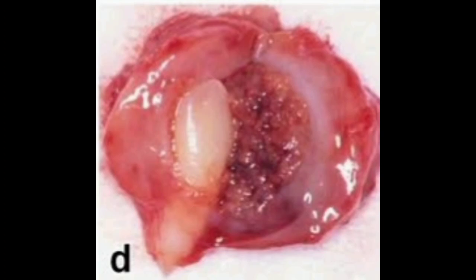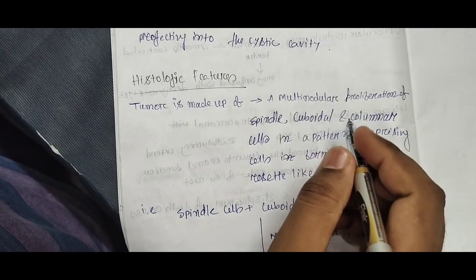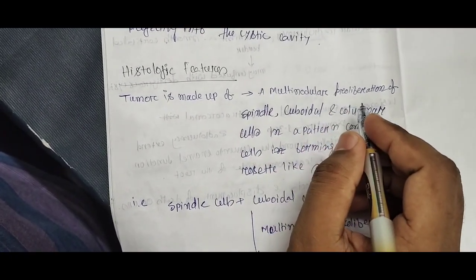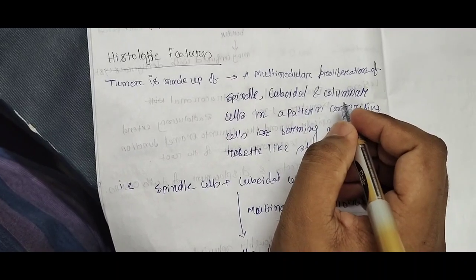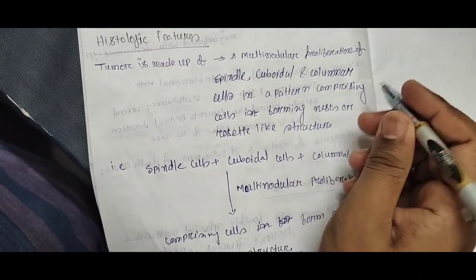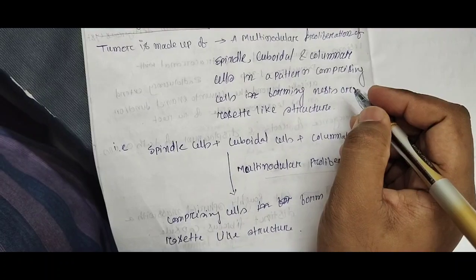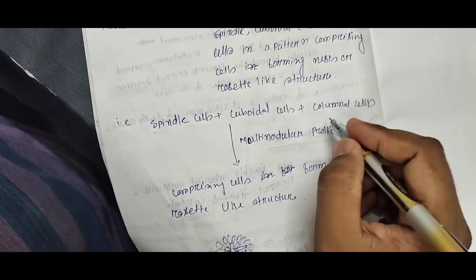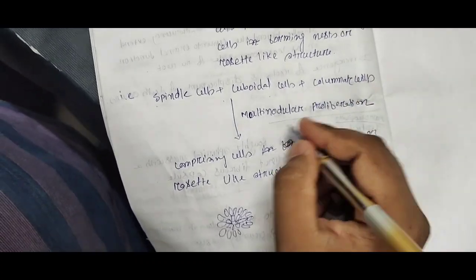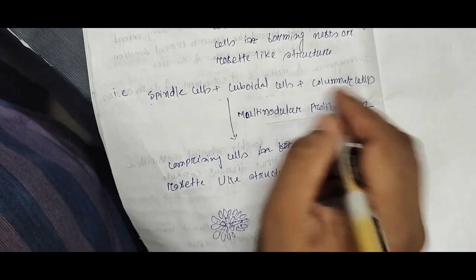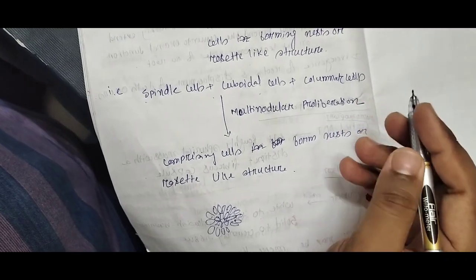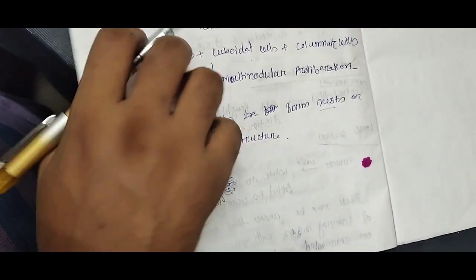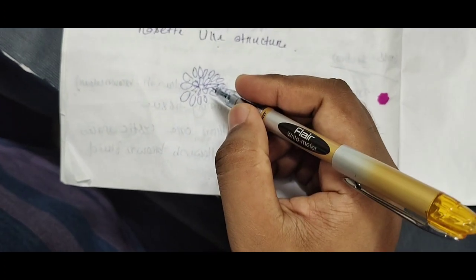Now, histologic features of this tumor. The tumor is made up of a multinodular proliferation of spindle, cuboidal, or columnar cells in a pattern comprising cells forming nest or rosette-like structure. That means spindle cells, cuboidal cells, and columnar cells undergo multinodular proliferation, and these three types of cells are arranged in the form of nest or rosette-like structure. That means a structure like this.